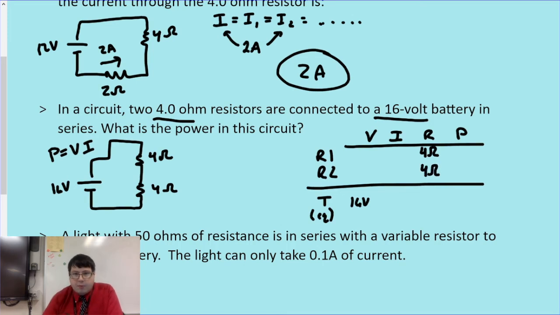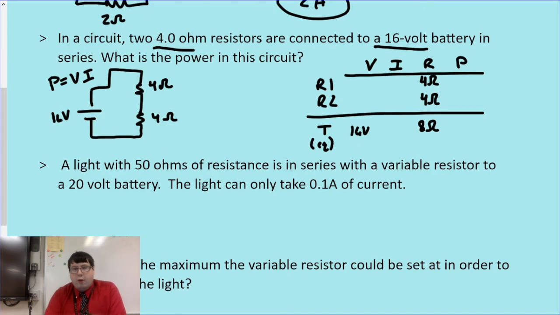Now, because both of those are 4 ohms, and this is a series circuit, resistances add. So if I've got two 4 ohm resistors, that's the equivalent of an 8 ohm resistor. So now that I have my total voltage and my total resistance in my circuit, we know Ohm's law can help us solve for the current.